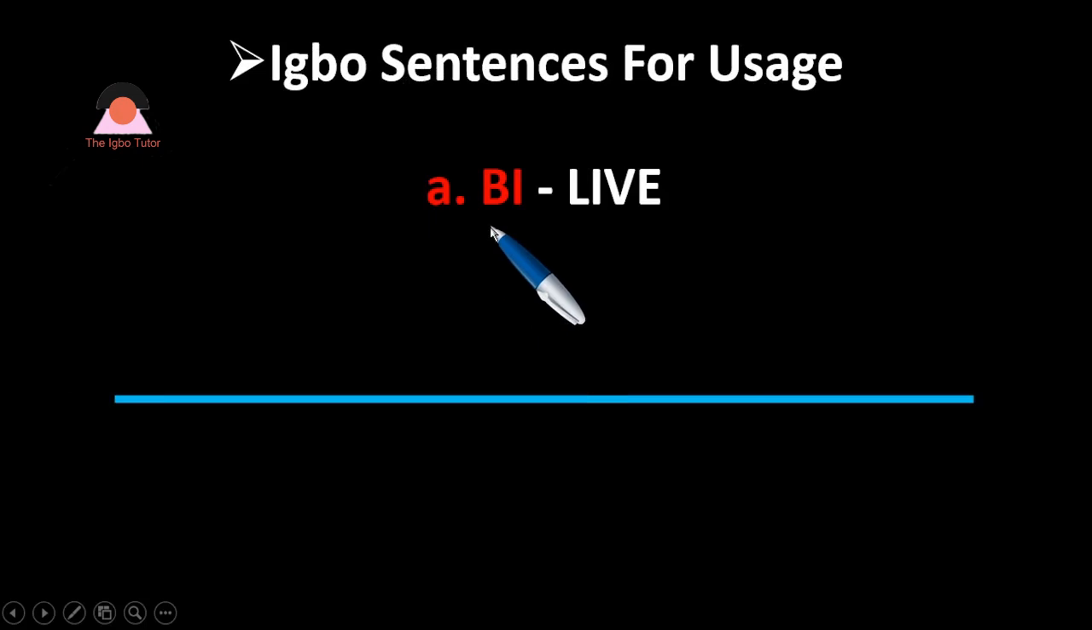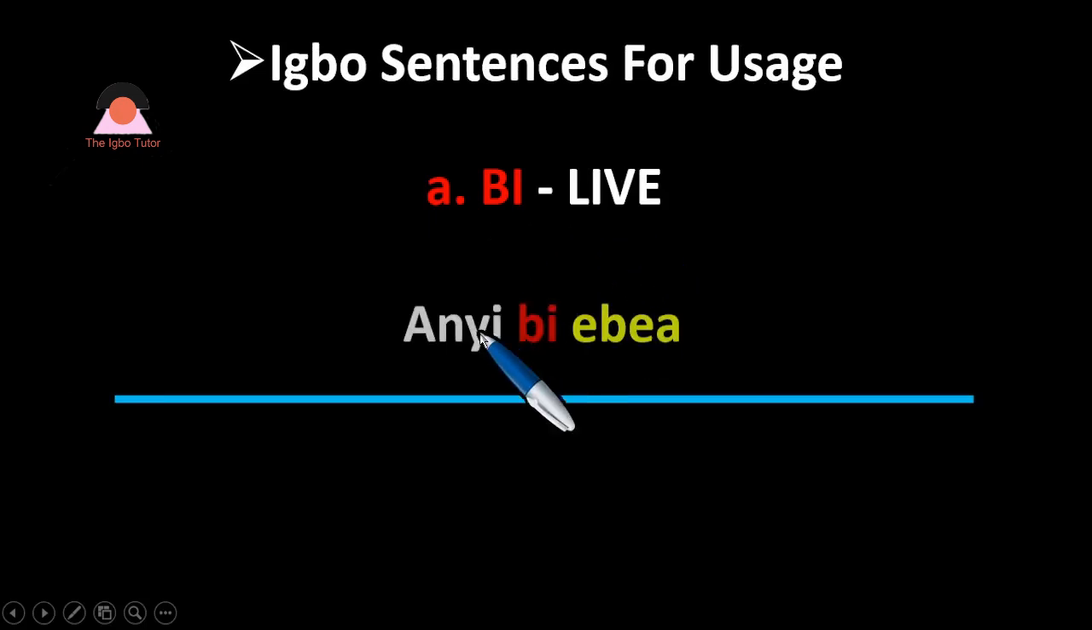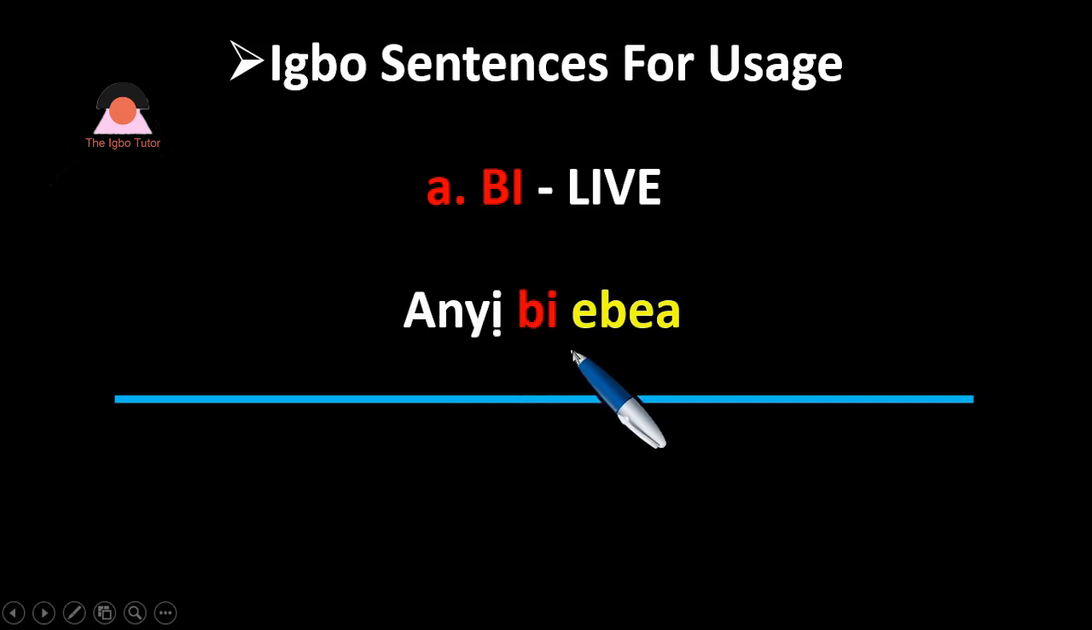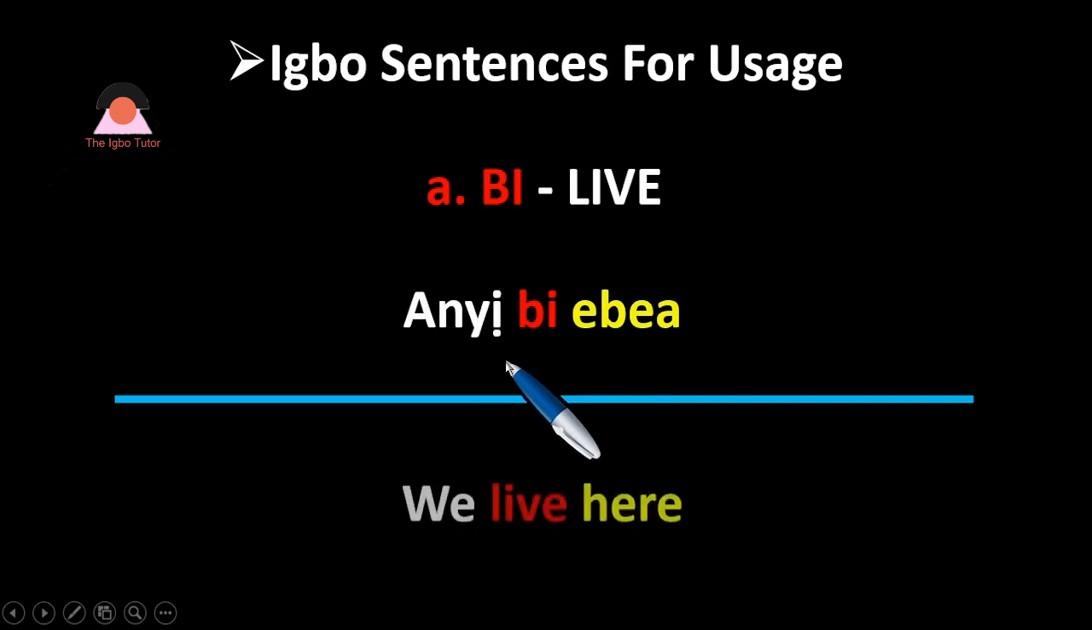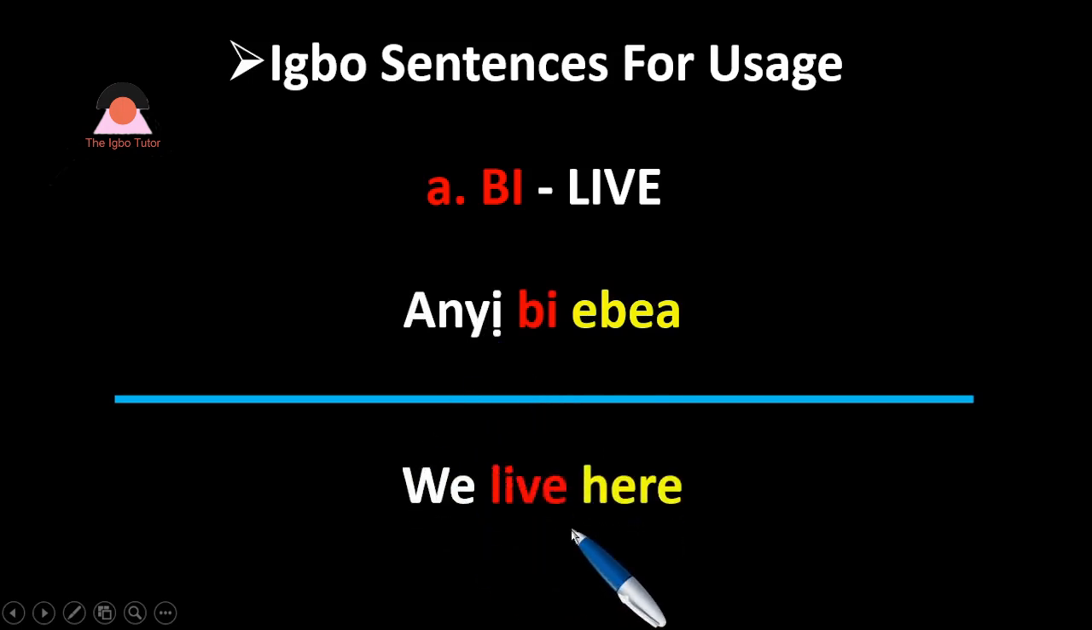Beginning with the first one, be, which means leave. Let's look at a sentence for this. Anyị bi ebe a. Look at that. What does this mean? It means we live here.